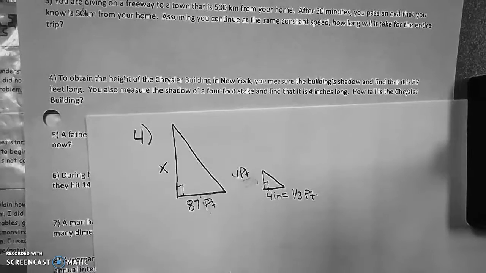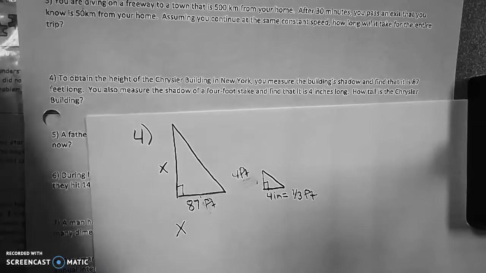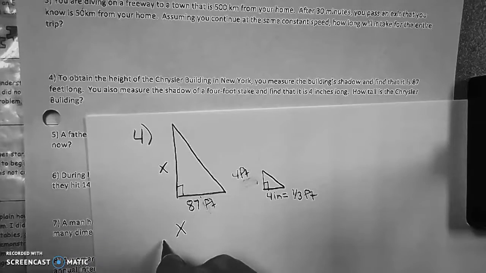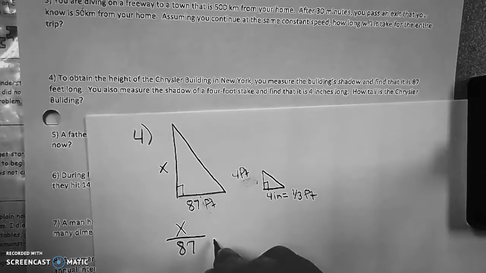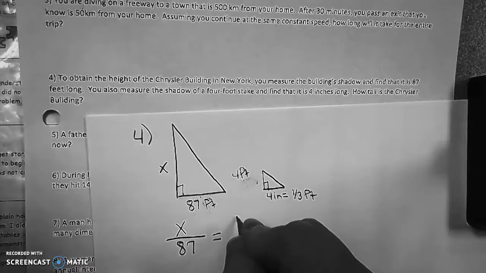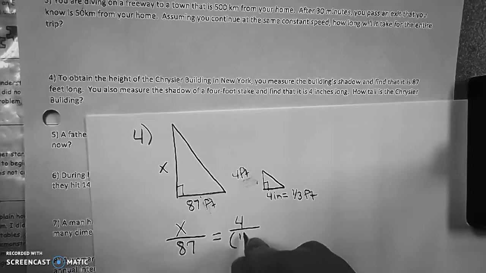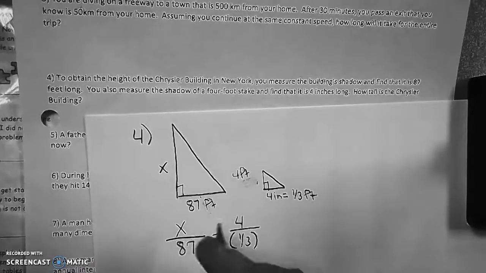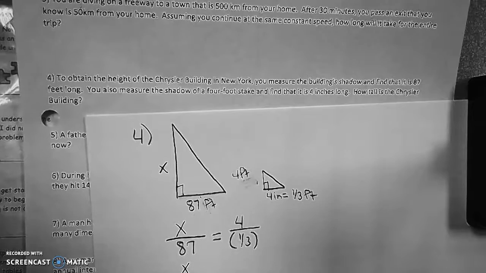So I know the height, X, of the Chrysler Building over 87, the shadow, has to be proportional to the height of the stake over the shadow, which means I get X over 87 equals 12, so X would be 1,044.